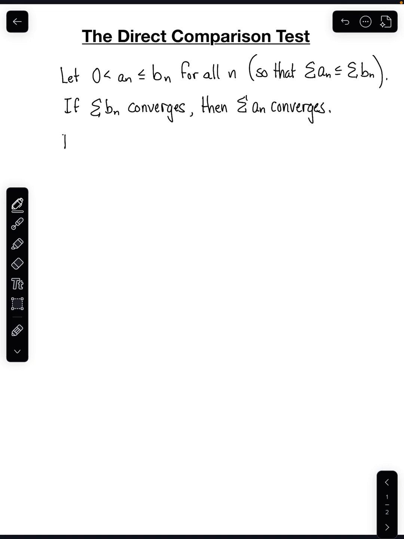On the other hand, if the smaller series a sub n diverges, that is to say, if it adds up to an infinite value, and the series b sub n is bigger, then the series b sub n would also have to add to an infinite value, and thus diverge as well.